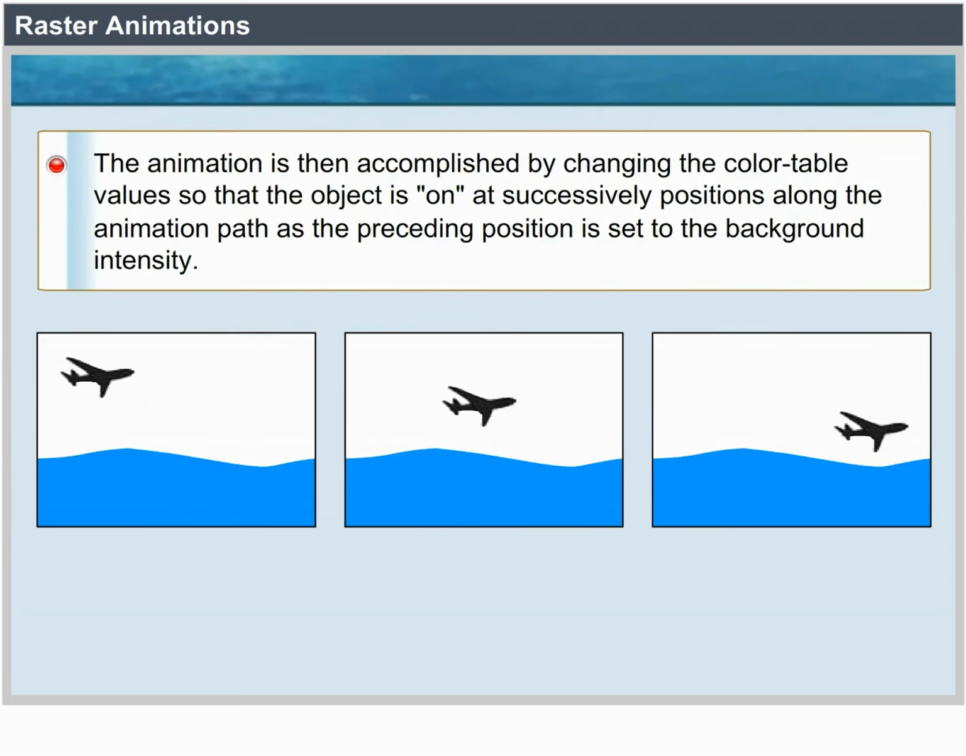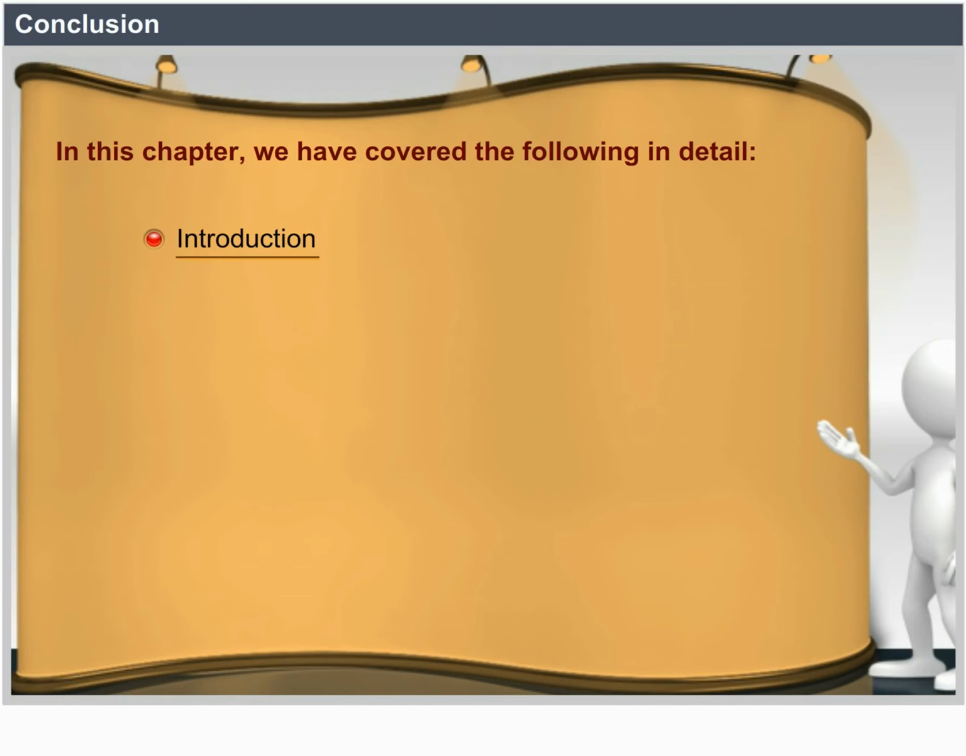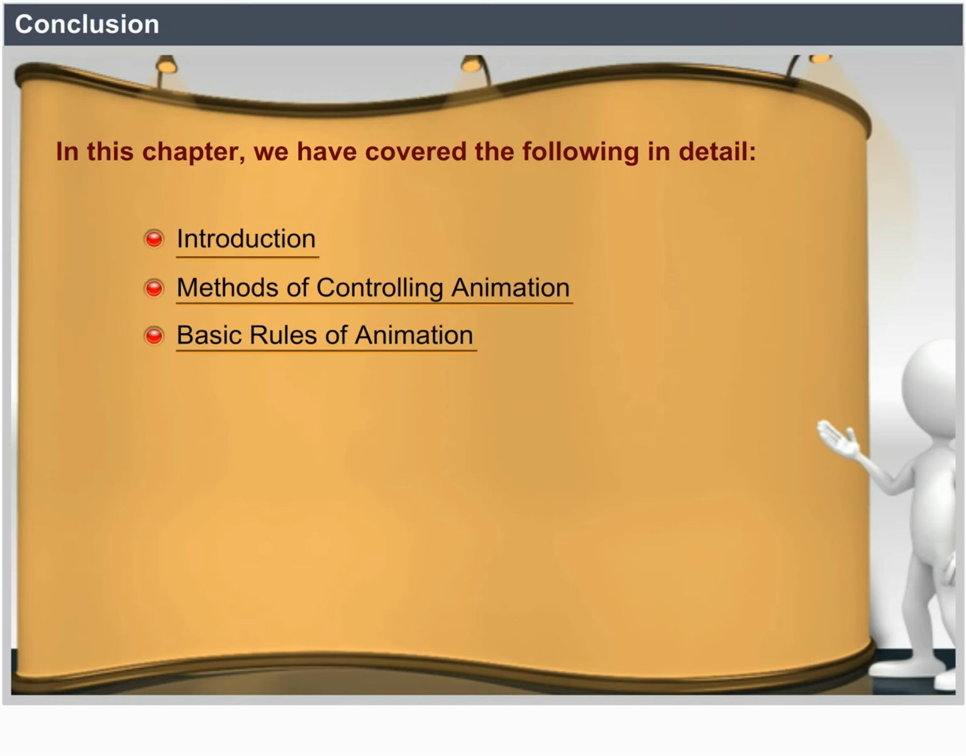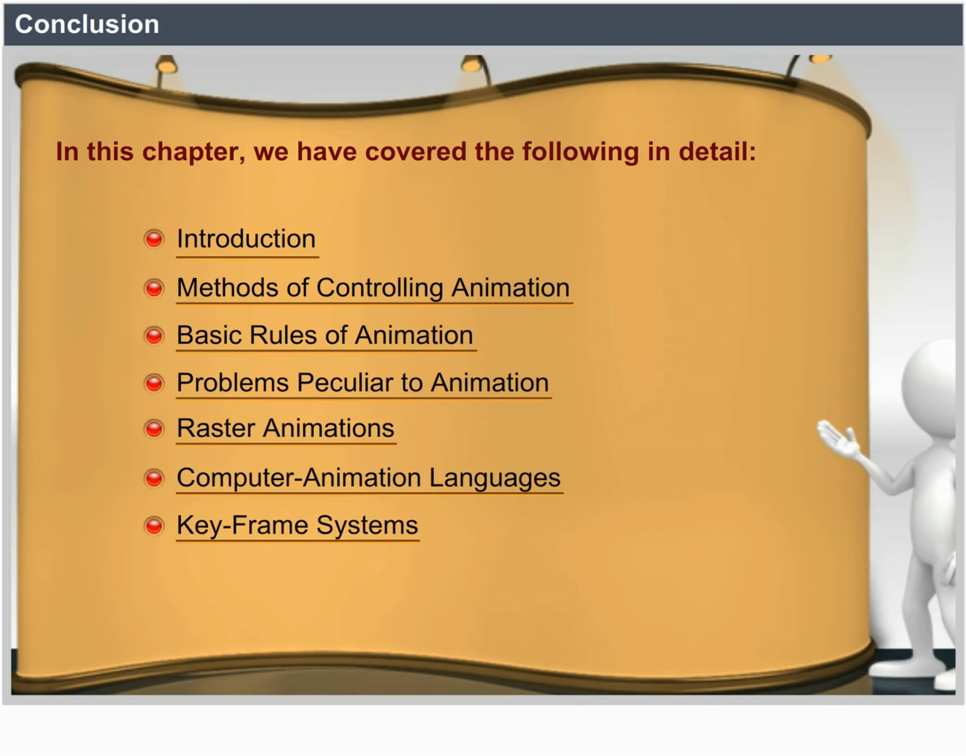Refer to the figure. Conclusion. In this chapter, we have covered the following in detail: Introduction, Methods of controlling animation, Basic rules of animation, Problems peculiar to animation, Raster animations, Computer animation languages, Keyframe systems, Motion specifications.